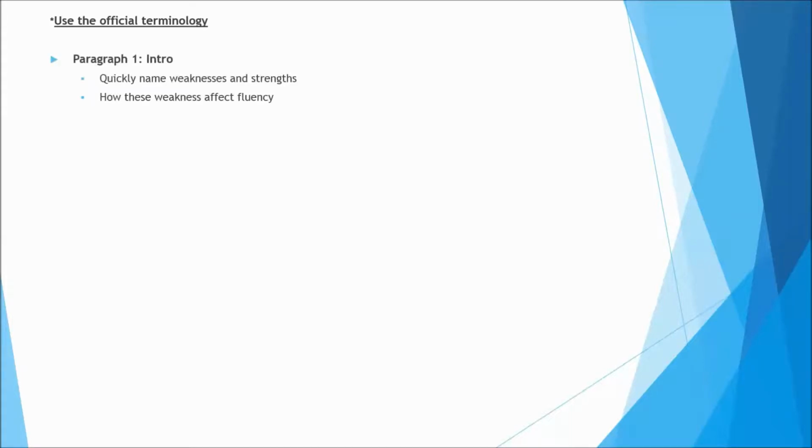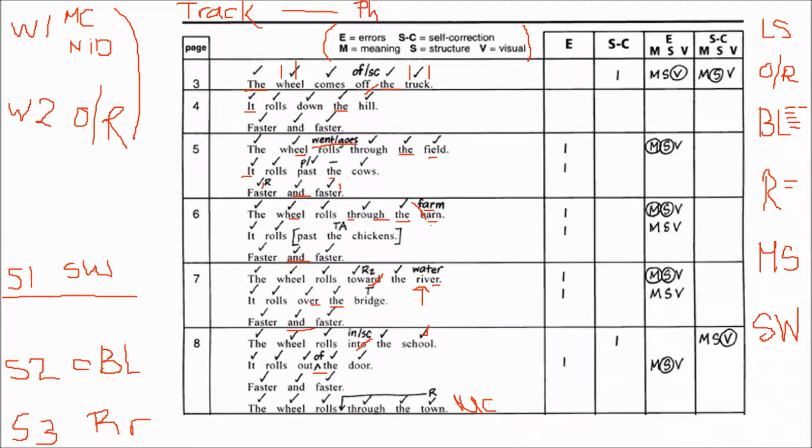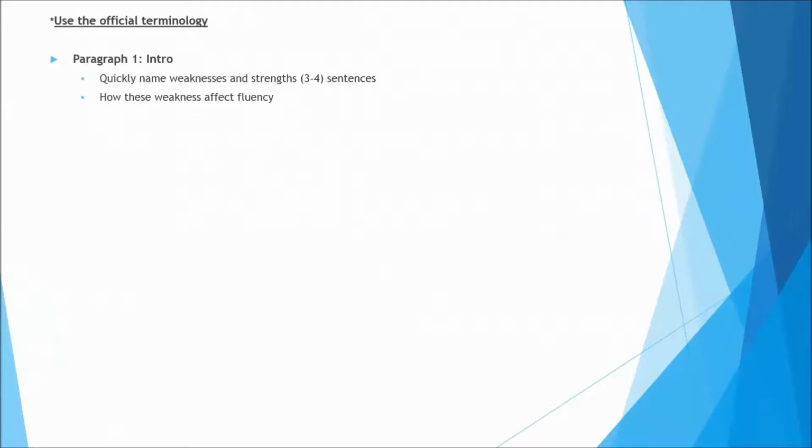So paragraph 1 is the intro. This is like a quick 3 to 4 sentences, right? You quickly name the weakness and how this is affecting fluency, because decoding is going to affect fluency. So if we quickly go back, we would say something like, this child has several weaknesses and strengths. They have weaknesses in relying too much on metacognitive skills in order to read, but they have many strengths in decoding words with language rules and blends. This allows the student to read more fluently and therefore comprehend better. Something like that. That was 3 sentences, where I named a little bit of something.